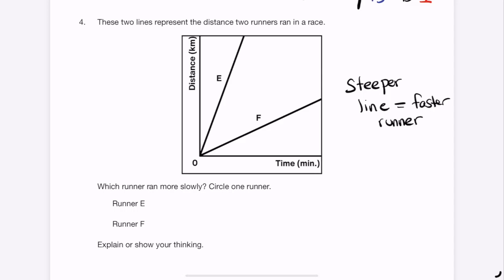Because that means that they've gone in a shorter amount of time, they have more distance. So the steeper line is the faster runner. So based on this, the question is, which is the slower runner? So that's going to be person F.